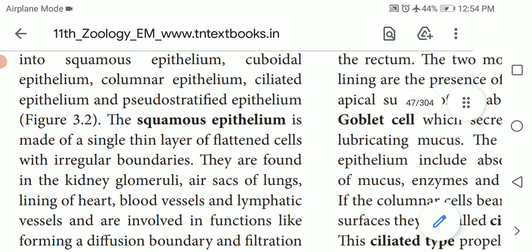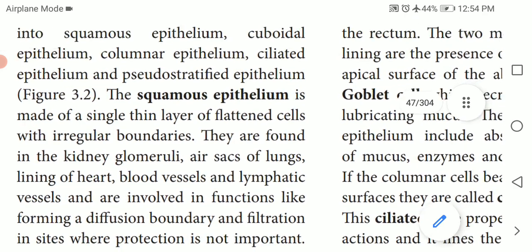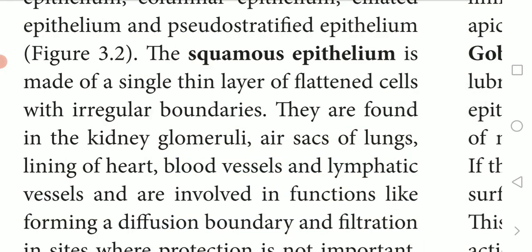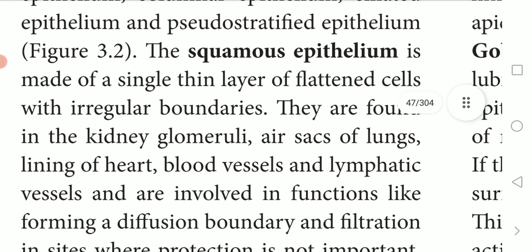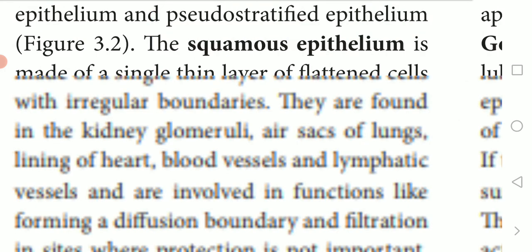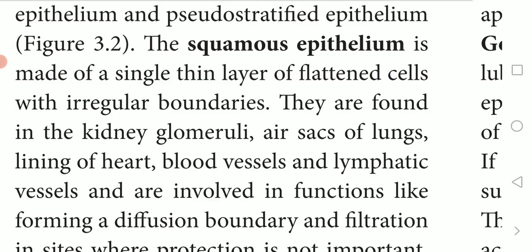We have completed squamous epithelial tissue. Here is the information we saw in the last class. The squamous epithelium is made up of a single thin layer. The cells are flattened with irregular boundaries. Squamous epithelium is found in the kidney glomeruli.